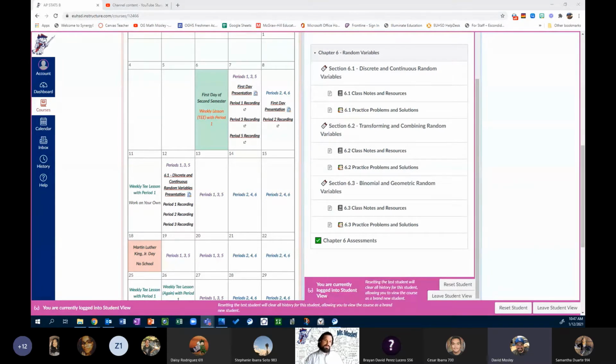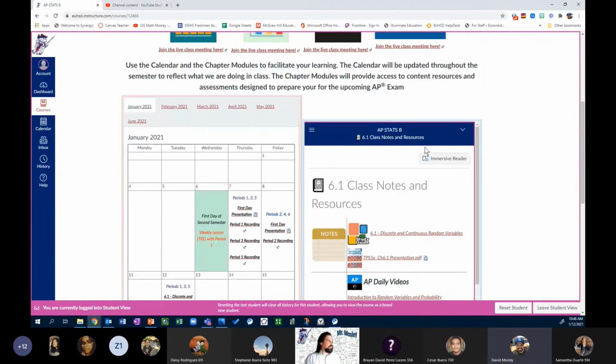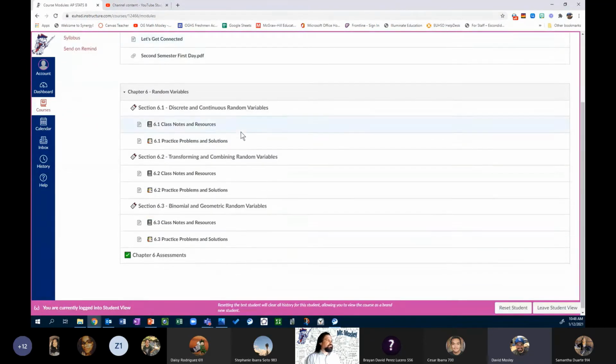We'll do some breakout rooms. We'll do some examples as a group, right? And we'll really get a better idea of how these things that we're going to go over today work. If we go into the notes and resources for section 6.1, it's going to look really small here. So I'm going to open up the modules here so we can see these things easier.